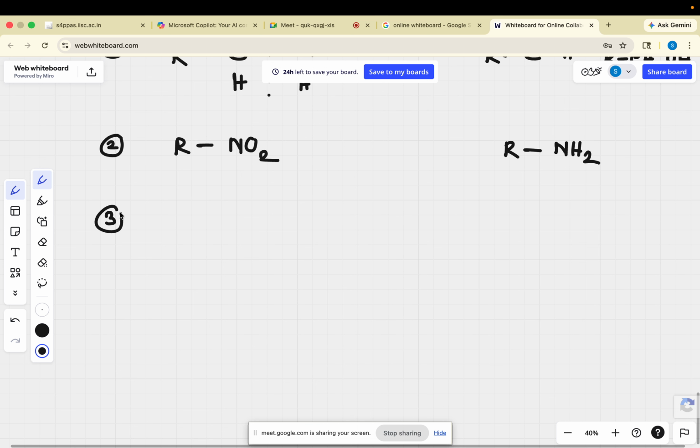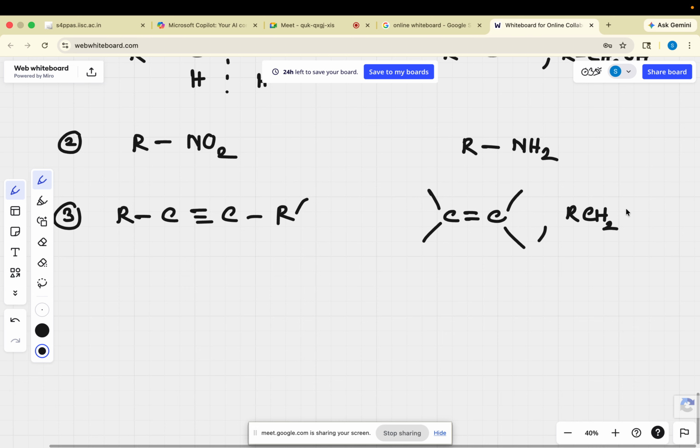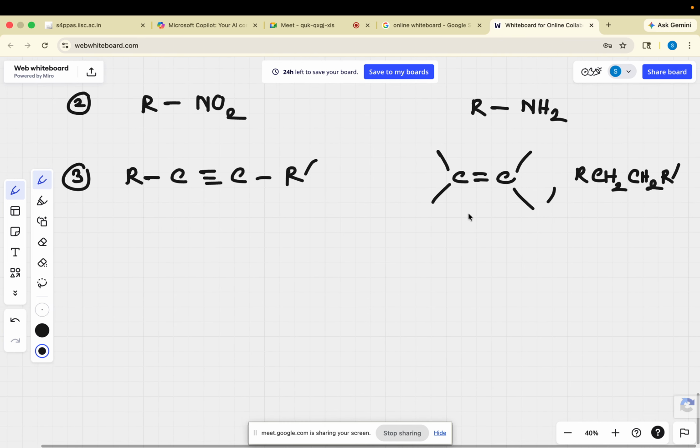Number 3, suppose you have triple bond, RC triple bond CR dash. Based on the reagent you will get cis alkene or trans alkene, but here I am writing in general, so I am not mentioning any cis or trans. Basically you will get a carbon carbon double bond, and if you do further hydrogenation of that, you will get simply alkane, RCH2CH2R dash. The alkene you get depends on the reagent you are providing.